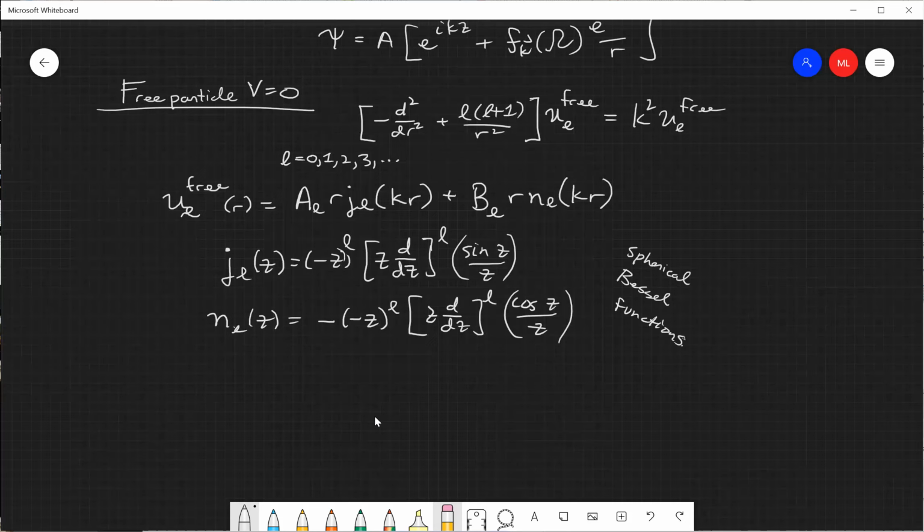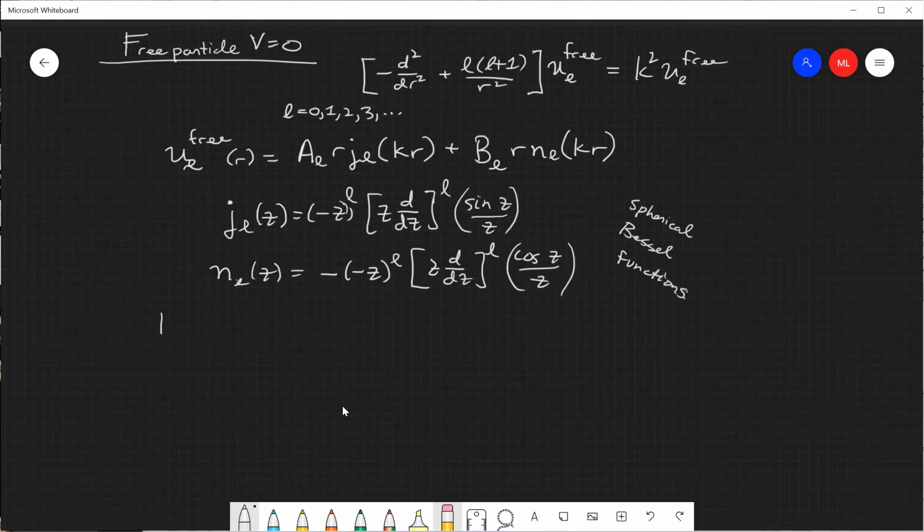And the most important property that we'll be interested in is what did they look like for large r or large z. So what do these look like for kr, which is dimensionless, much bigger than 1? What do these functions look like? They have some asymptotic forms. j_l of kr looks like sine of kr minus l pi over 2.